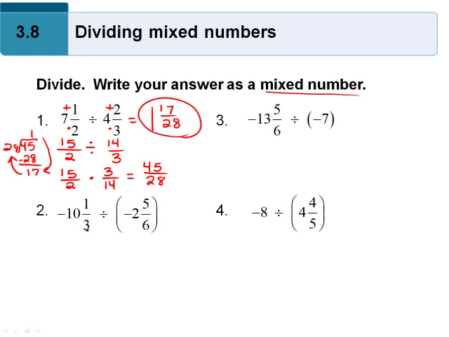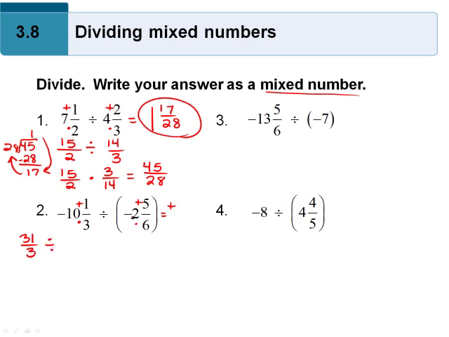All right, negative 10 and 1/3 divided by negative 2 and 5/6. So I know it's going to be positive because I've got two negatives there. So first, change them to improper fractions. Okay, 3 times 10 is 30 plus 1 is 31 over 3. Keep it as division.